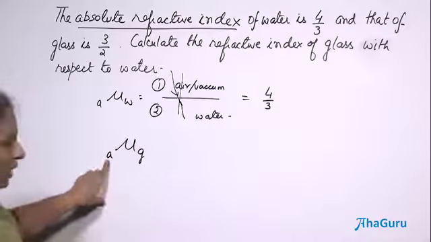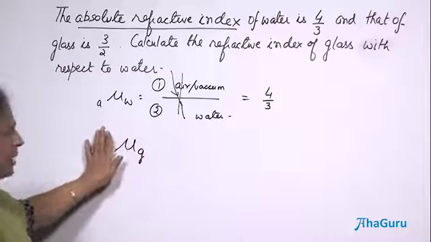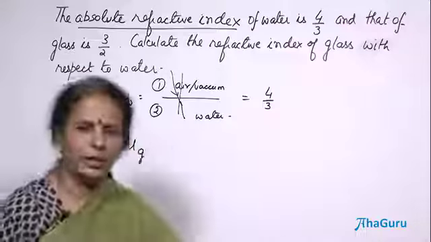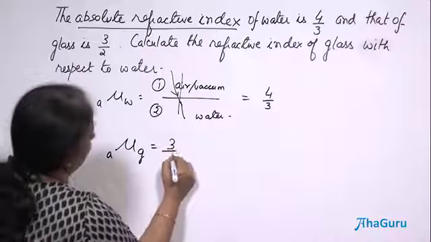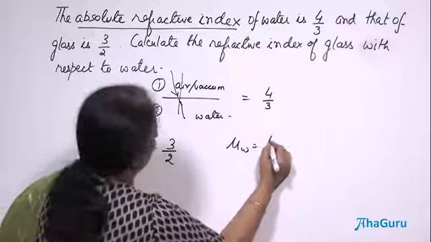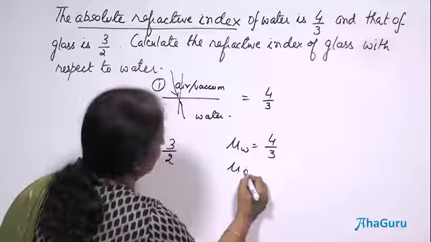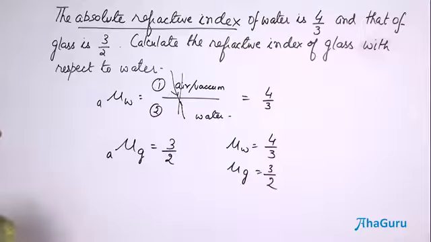So, I just write it as A, but whenever we are writing absolute refractive index, we do not generally write this A, it is understood that the first medium was air. So, this is given as 3/2. So, what is finally given? Mu W is equal to 4/3 and mu G is given as 3/2. This is given. Okay. Now, what are we supposed to find?